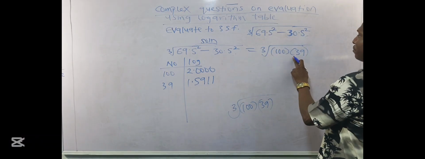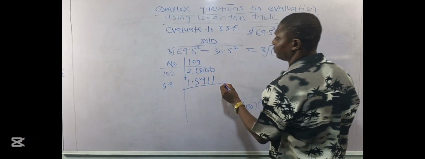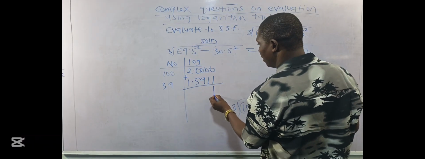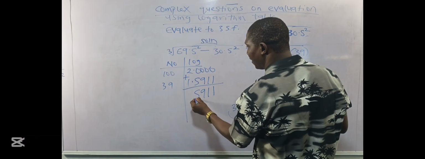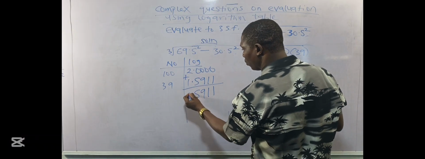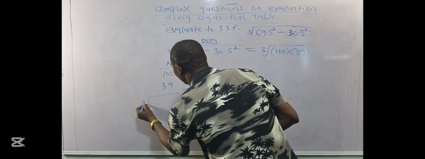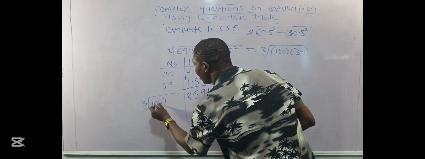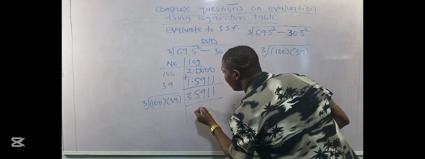So bracket here means times, which is addition. So I have to add. 0 plus 1 is 1. 0 plus 1 is 1. 0 plus 9 is 9. 0 plus 5 is 5. And 2 plus 1 is 3. So I've gotten this. But it says third root of 100 in brackets 39. So since it's third root, I'm to divide by 3.